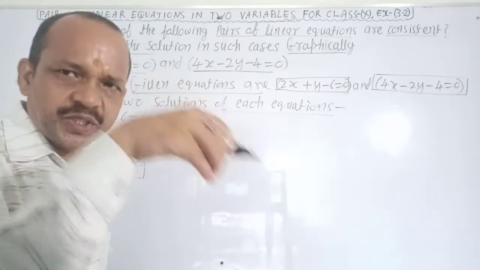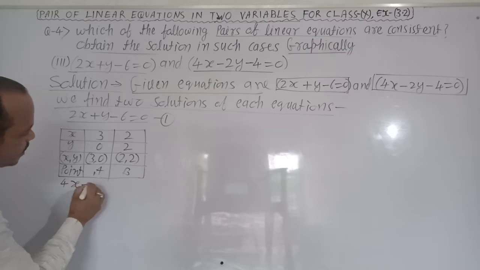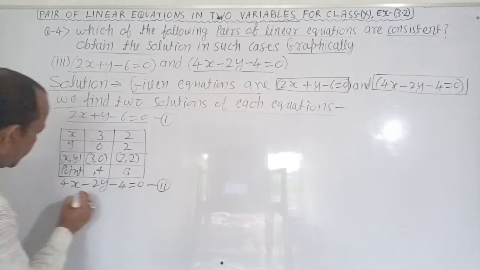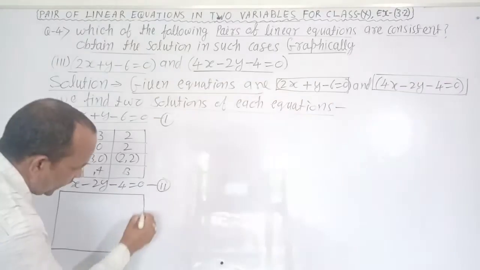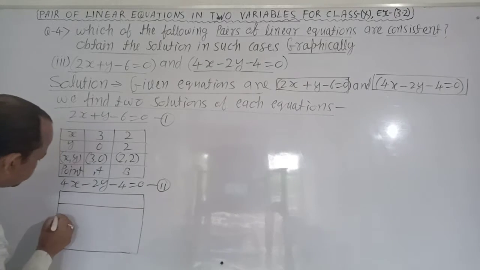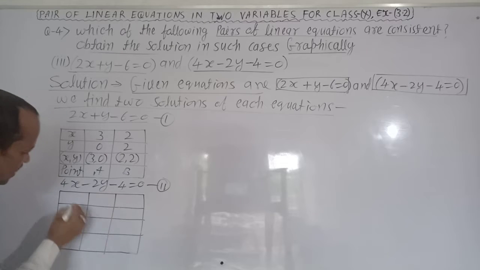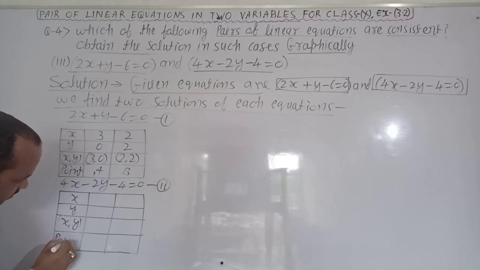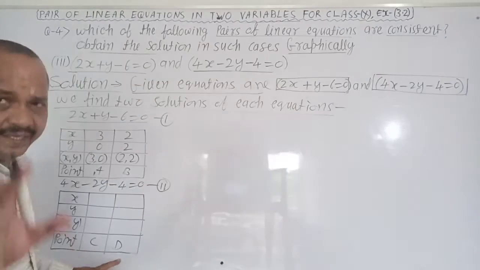Clear? Now you find two solutions of equation 2. Equation 2: 4x - 2y - 4 = 0. You find two solutions of equation 2. Points C and D in the xy plane. Clear? Point C and D.